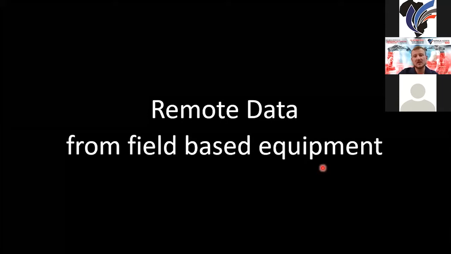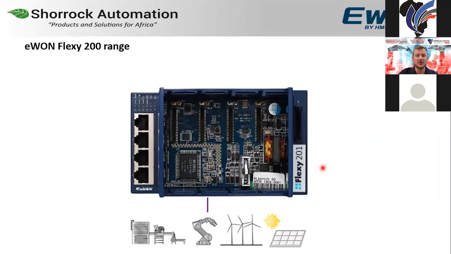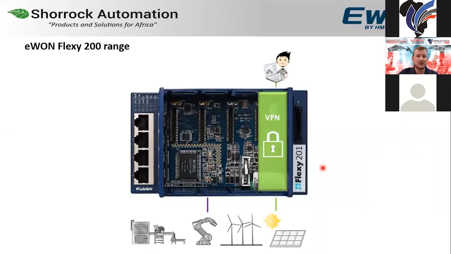Okay, so the next topic then is going to be remote data from field-based equipment. So now we move over to the Flexi range. The Flexi inherently provides the remote access, although everything we've mentioned up to now, the E1 Cozy does as well. So this is more the IoT gateway side of things now.